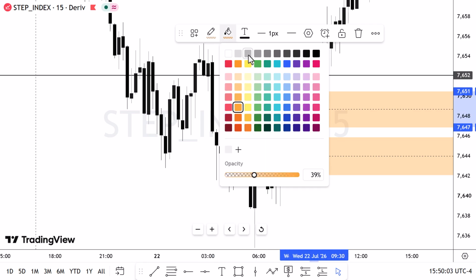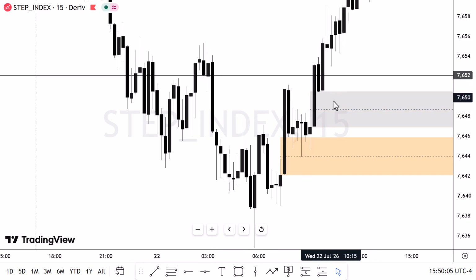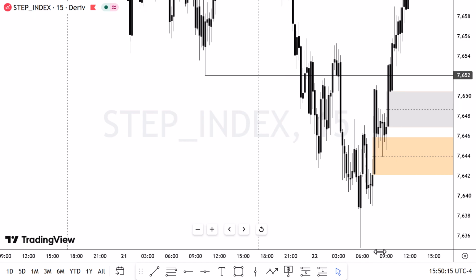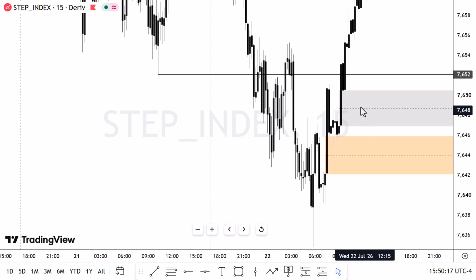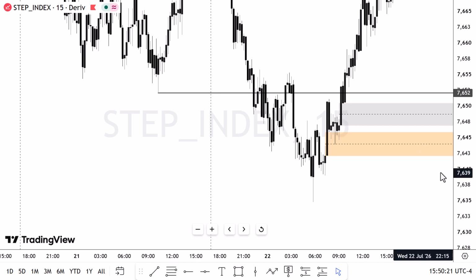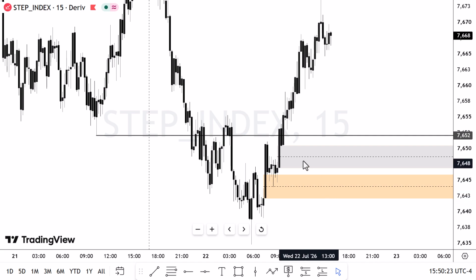So we're going to change the color to gray, right? Just to see the difference between these two inefficiencies, right? So this one has never been traded back to. So that is a breakaway gap. True definition of a breakaway gap: a fair value gap that has not been traded back to. When you're bullish, you will like to see these scenarios occurring, right? So price action trades up.